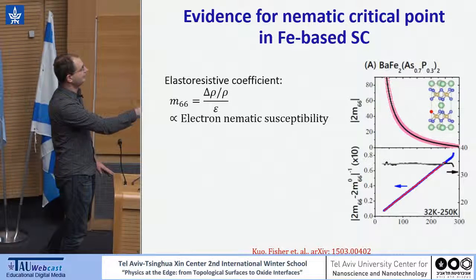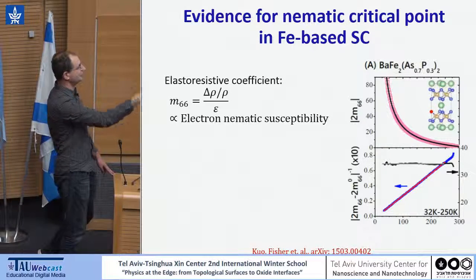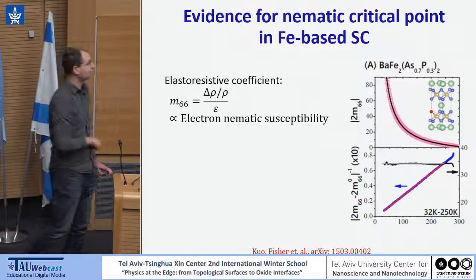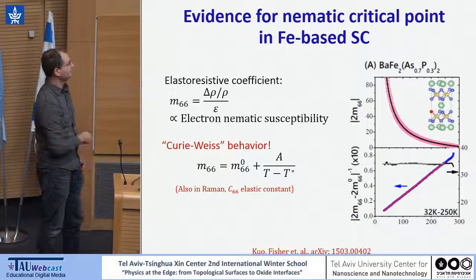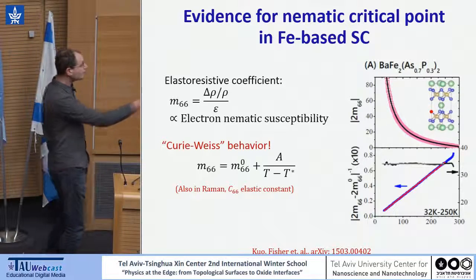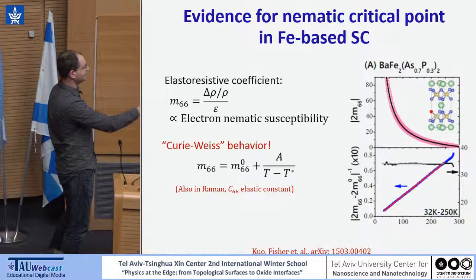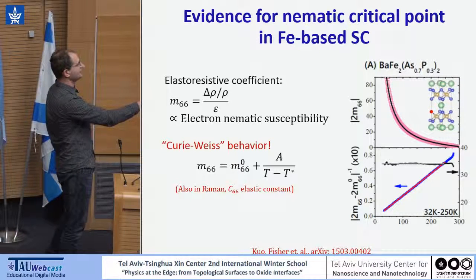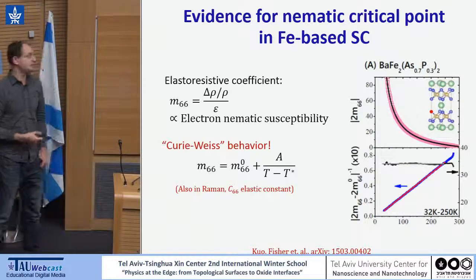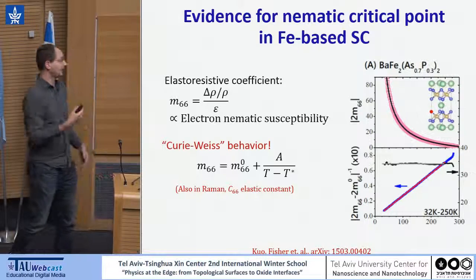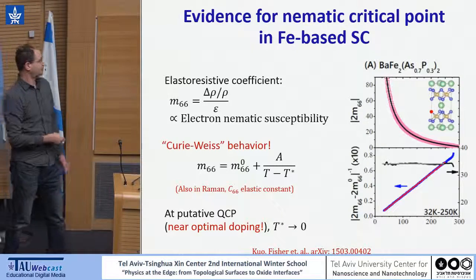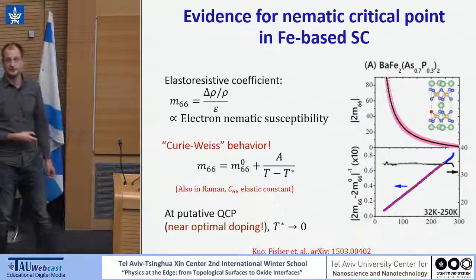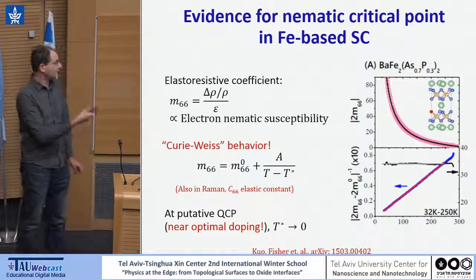And they find that this elastoresistive response actually grows very rapidly as you lower temperature in these systems. And it actually matches pretty well to this kind of form. So it's a Curie-Weiss-like form. The elastoresistive coefficient goes like a constant plus A over T minus T star, where T star depends on the composition x. And moreover, T star seems to go to zero at a critical point, which is near optimal doping for superconductivity. So this would be the quantum critical point for the Ising nematic.